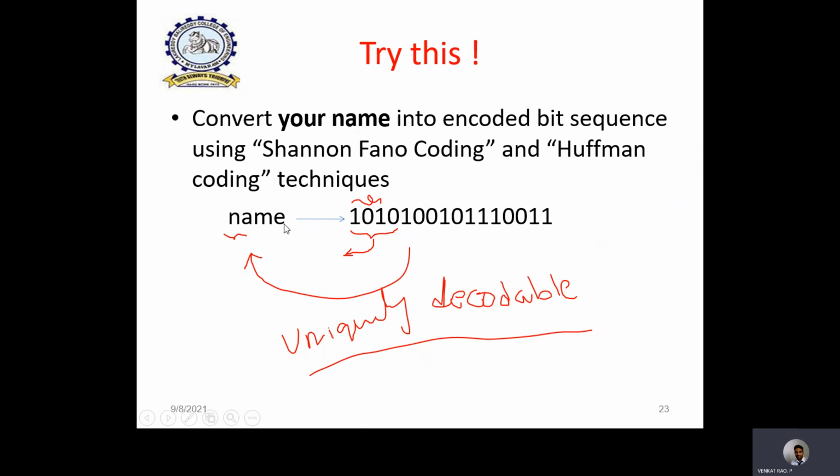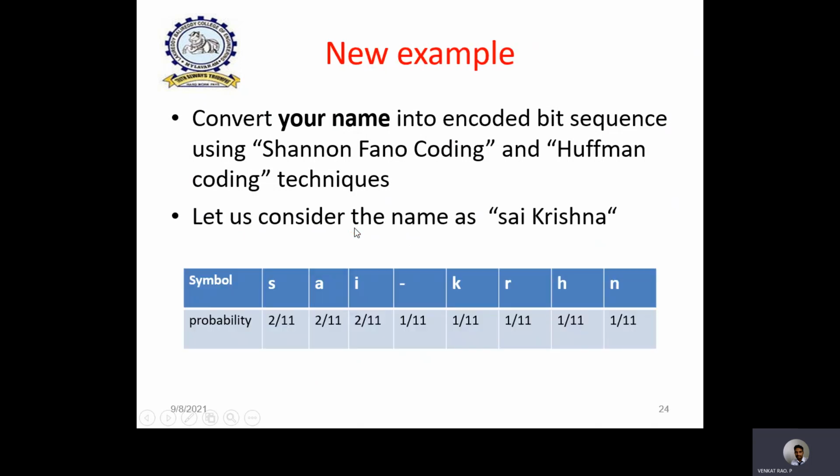So let us also see this example. This is very useful. For example, convert your name into an encoded bit sequence using Huffman coding or Shannon-Fano coding. Here I am considering Huffman coding. Let us consider the name Sai Krishna. The space is also considered: Sai space Krishna.